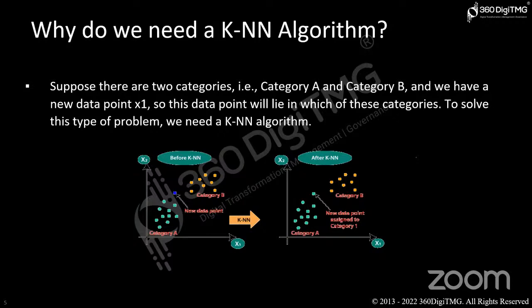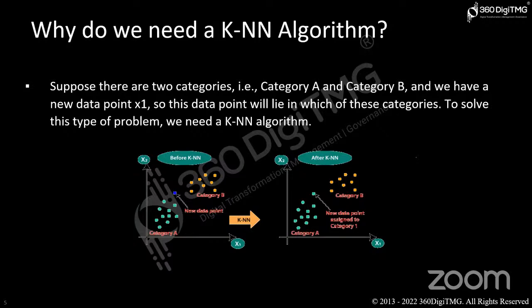See, we have one example with 2 categories. We can easily understand that different points are present, category A and category B, separated with different colors. Before KNN, there is a new data point, which you can see in blue color. Now we need to decide which category it belongs to. Does it belong to category A or category B?